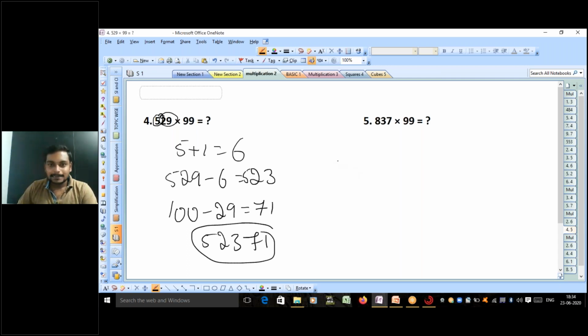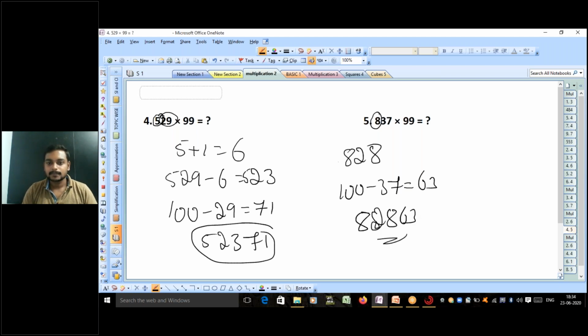Next one. Left hand side number 8, 8 plus 1 is equal to 9. 837 minus 9 is equal to 828. Then 100 minus 37 is equal to 63. So the answer is 82863.